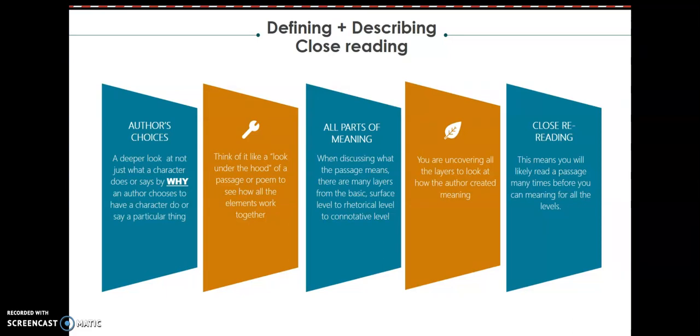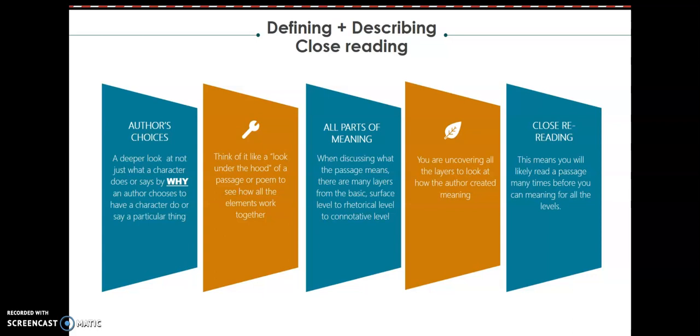When you're doing a close reading here, it's a look at the author's craft, not just what the text says, but the way in which the author goes about saying it, how the author makes that happen. So you're really looking here at author's intent. It's a deeper look at not just what a character says or does, but why an author chose to have a character do or say a particular word or a particular phrase, how those small-scale details impact the larger understanding.